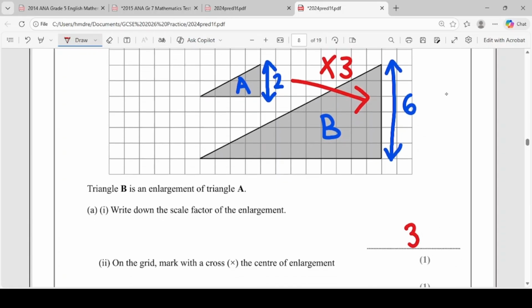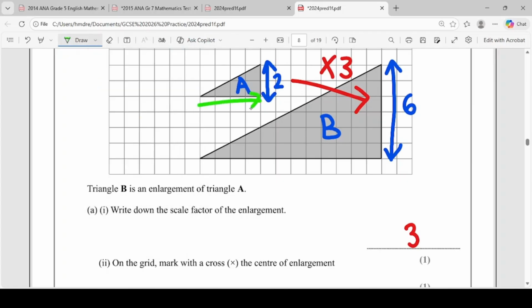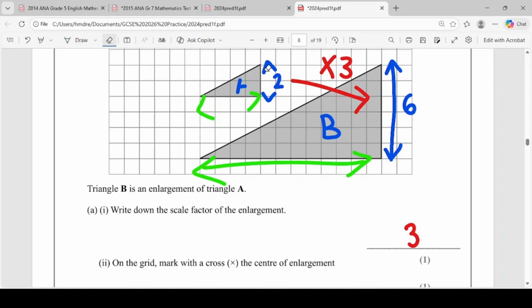When you're working this one out, it didn't matter which side you chose. You could have worked with, say, the base, you would have got the same thing. And then on the grid, mark with a cross the center of enlargement. So let's just get some space here.